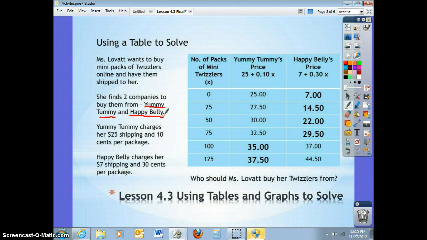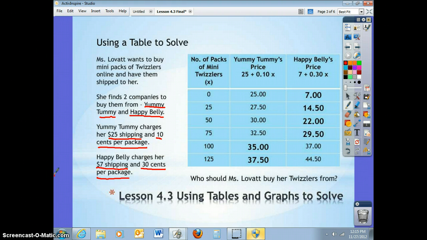and she's trying to decide who she should buy them from. Well, she looks online and realizes that Yummy Tummy charges $25 for shipping, and then 10 cents for each package of Twizzlers. Happy Belly charges $7 for shipping, and 30 cents for each package of Twizzlers. She's like, who should I buy them from?